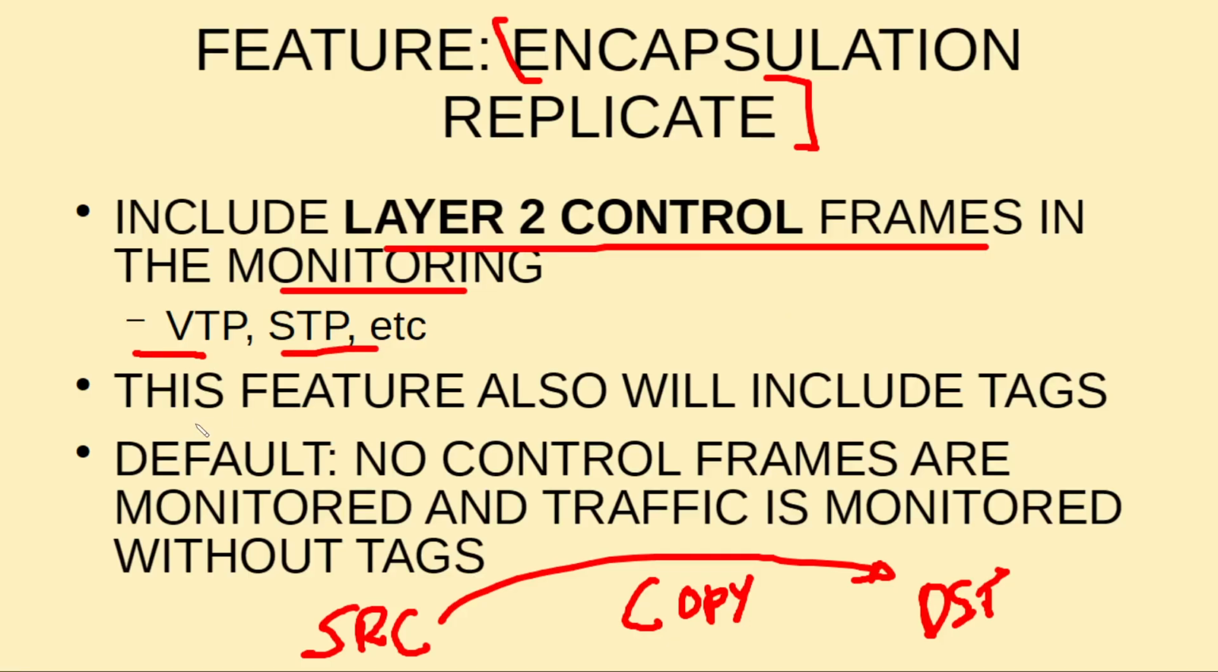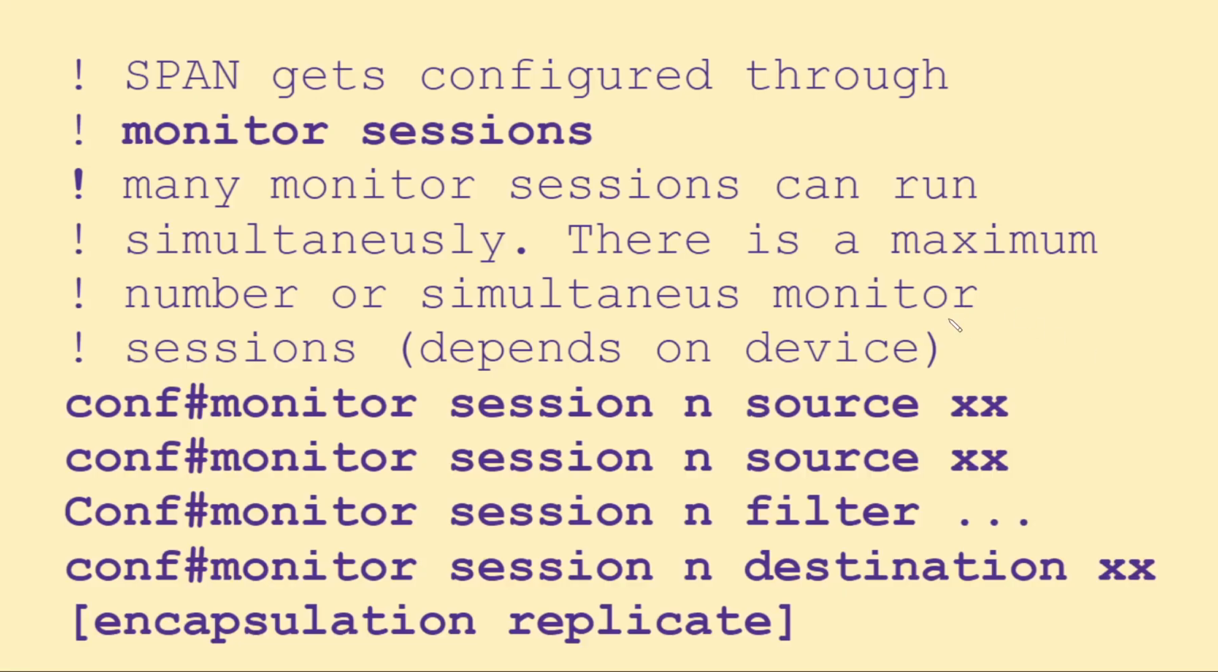And this feature will also make this copy include the 802.1Q tags that could exist within the source that you are monitoring. By default, you are not going to copy control frames, and the copy is not going to include 802.1Q tags. Now let's jump into how to configure this feature.